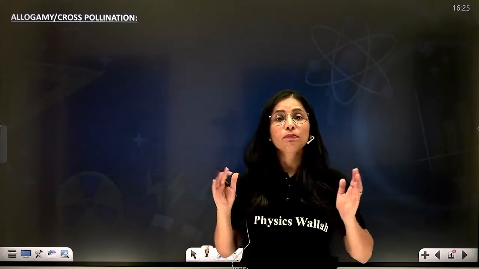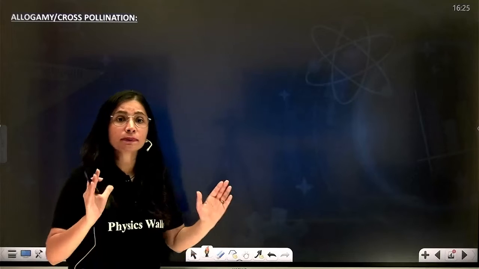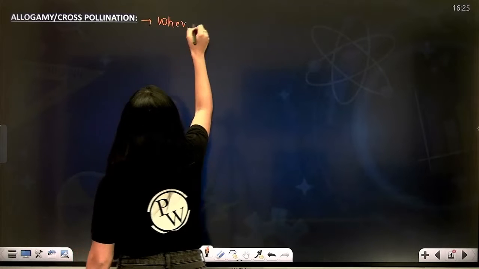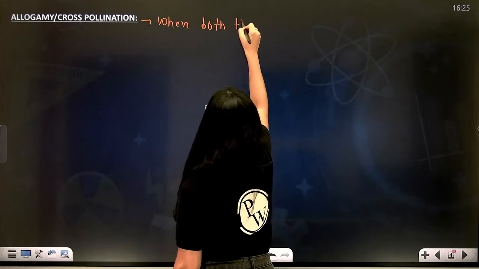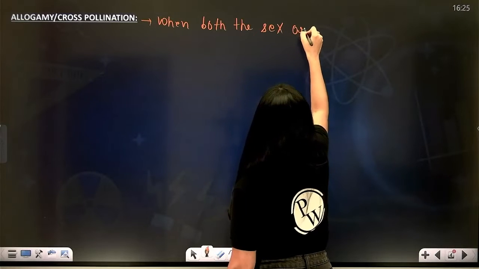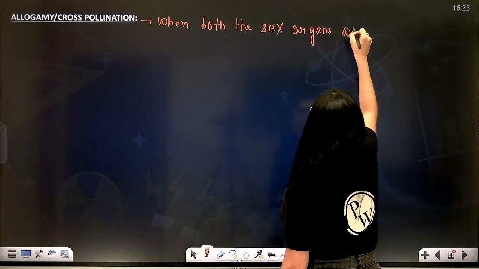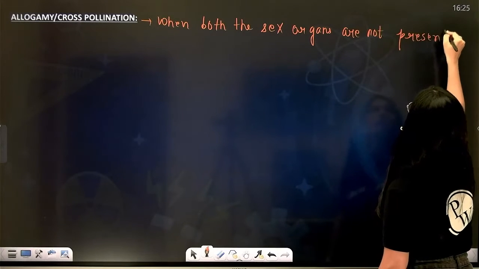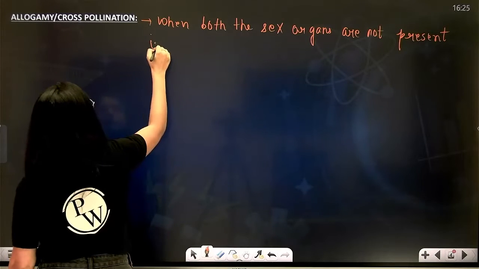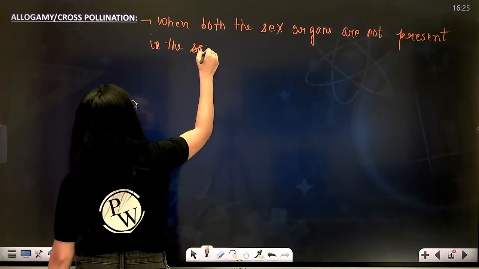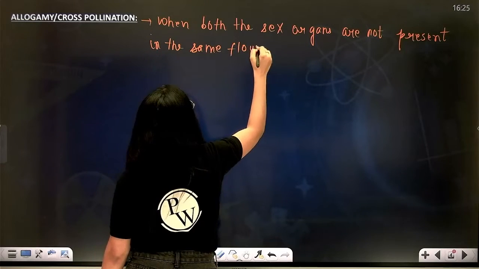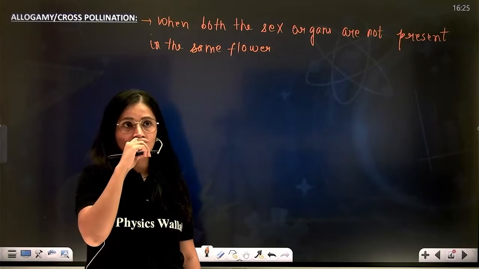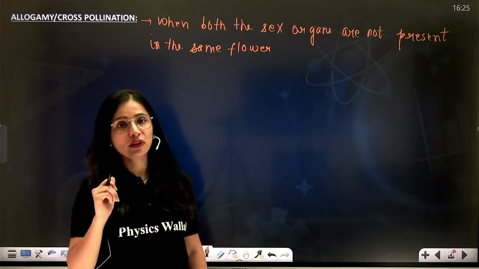That means when both the sex organs are not present in the same flower, then what has to be done? Cross-pollination or allogamy has to be followed.